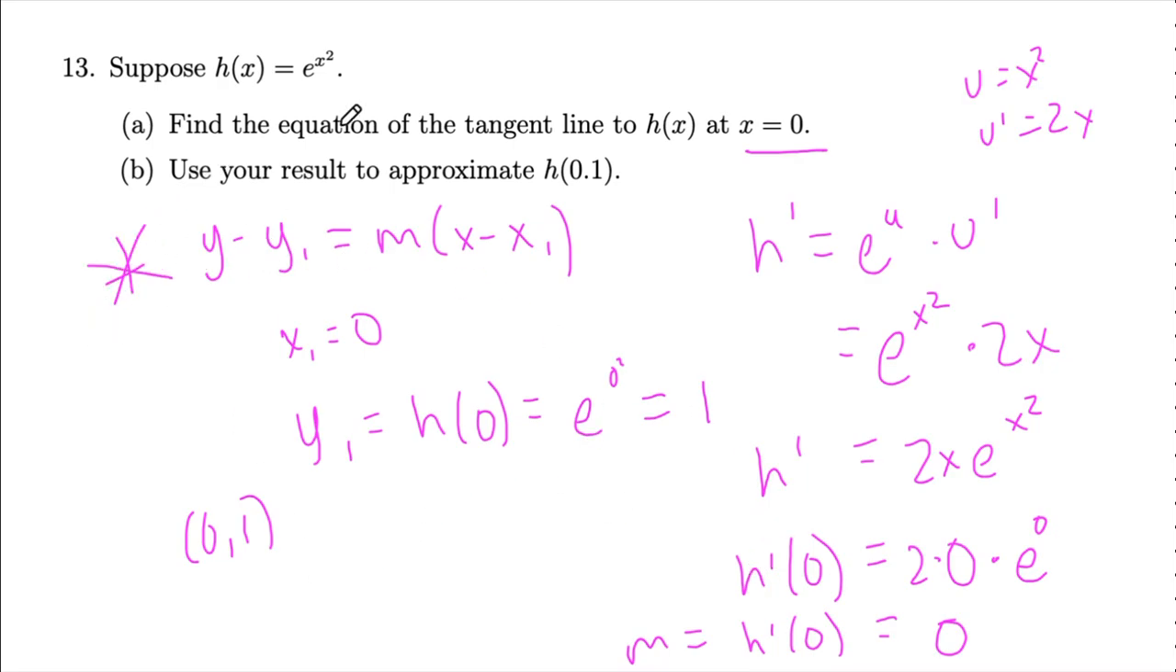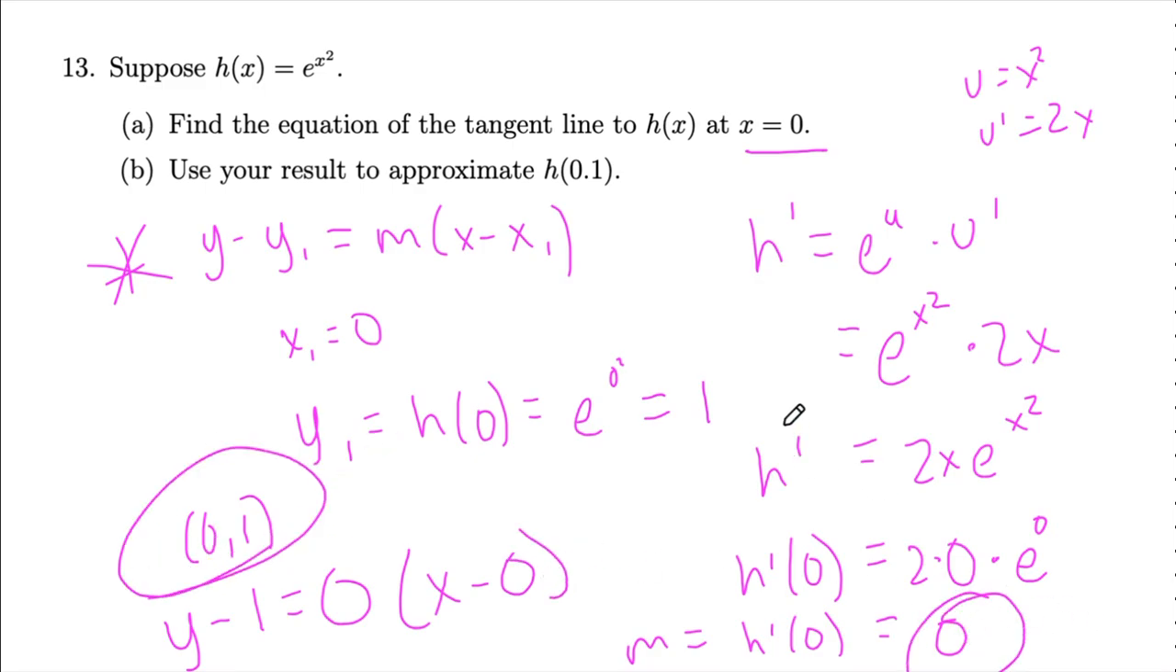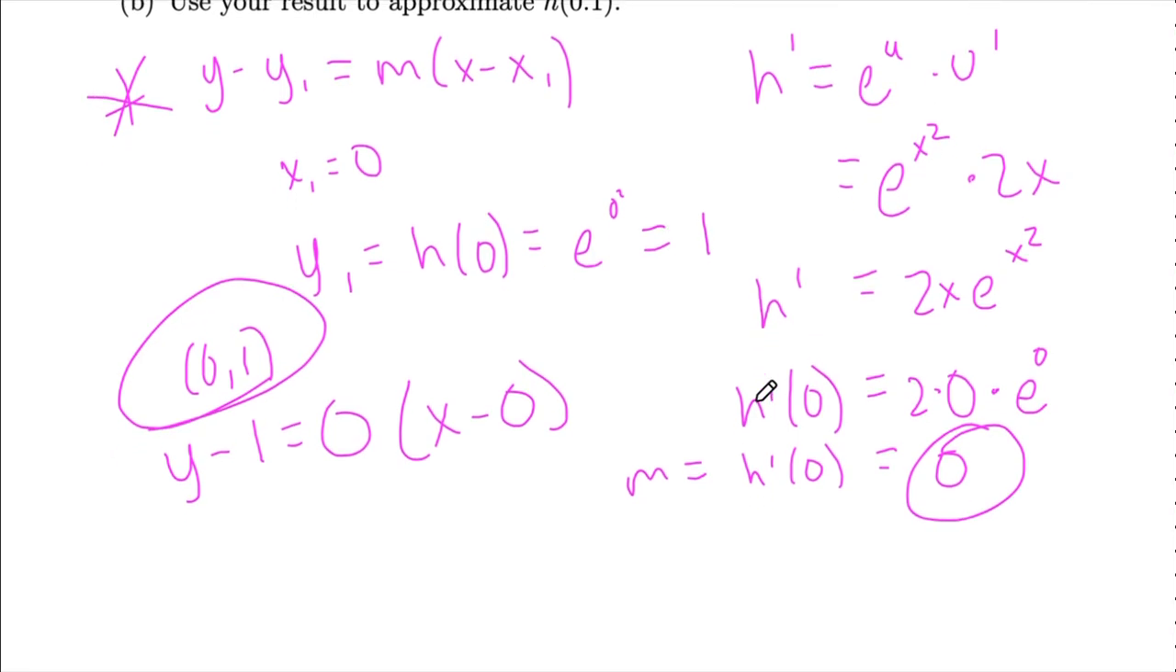Now we have everything we need to go ahead and plug back into point slope form to get the tangent line. So this would give us y minus 1 equals 0 times x minus 0. So again, I just used that slope and I used that point. So let's go ahead and just clean that up a little bit. 0 times anything is 0. So we would get y minus 1 equals 0. And then just using simple algebra, adding the 1 over, we would get y equals 1. So this is actually our tangent line.